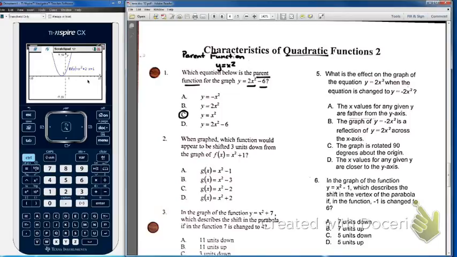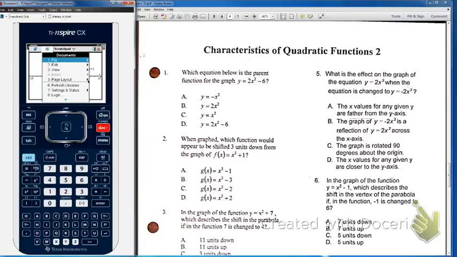Okay, so now let's look at number 2. It says, when graphed, which function would appear to be shifted 3 units down from the graph f of x equals x squared plus 1. So let's go to our calculator and graph this one right here. Make sure you clear out your calculator. Start with a clean graph. And let's graph x squared plus 1. Okay, so we have that right there.